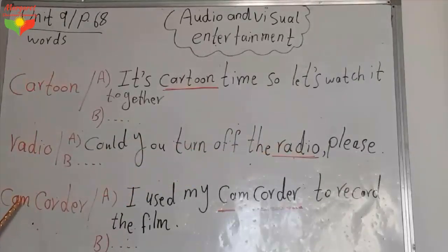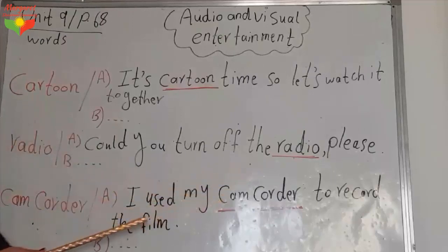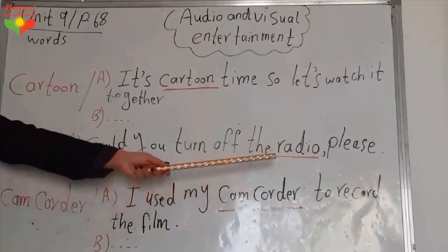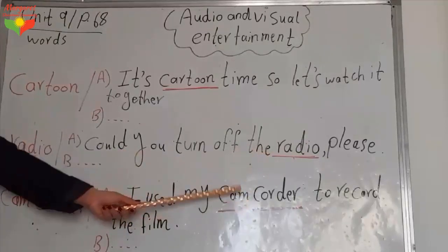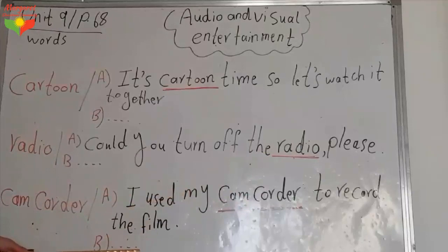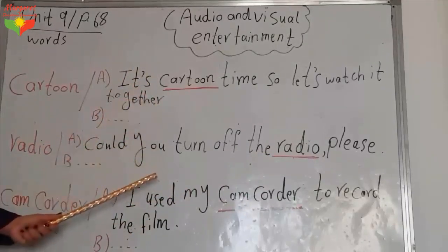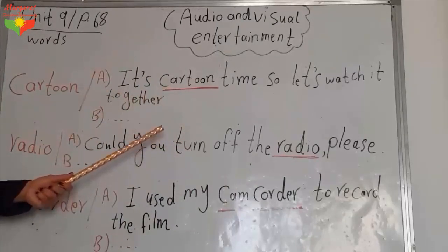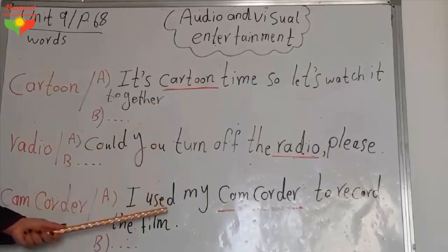The third word we have is camcorder. I used my camcorder to record the film. If you see in the sentence, I underlined this word. Then B is for yourself. I don't like to translate these sentences to Kurdish because the sentences are very easy, so I hope you get it. Okay?